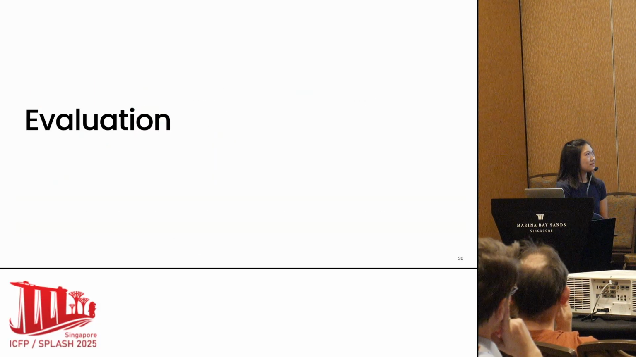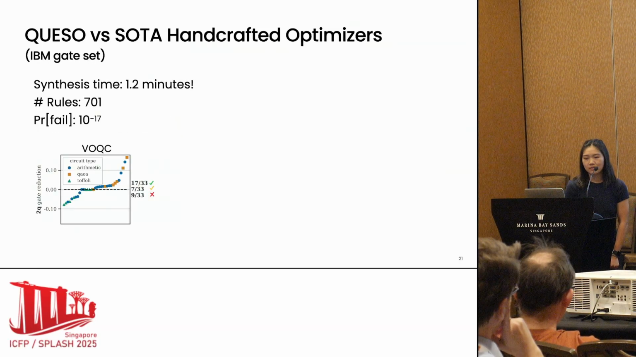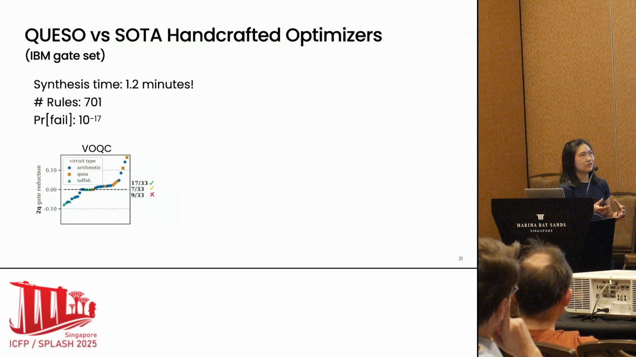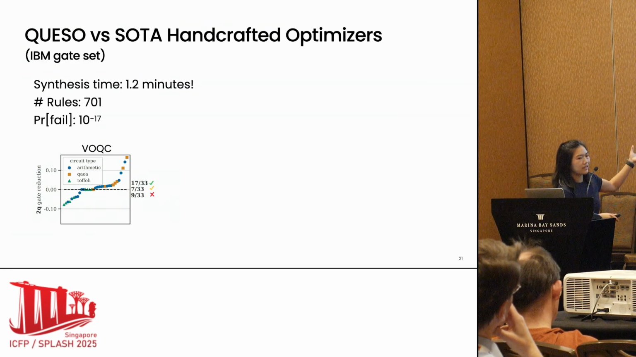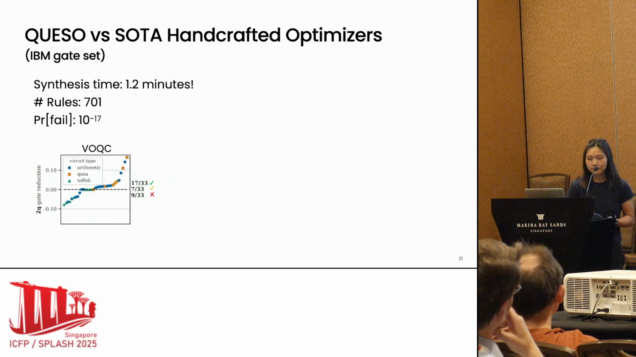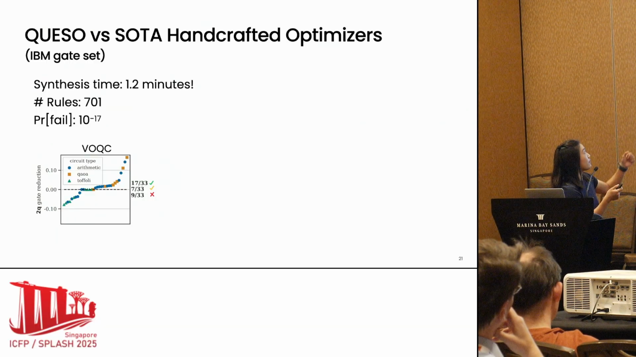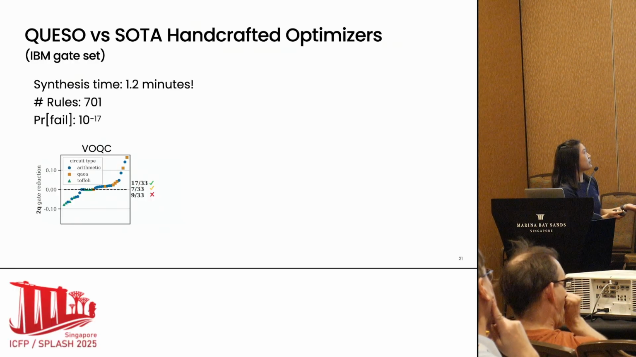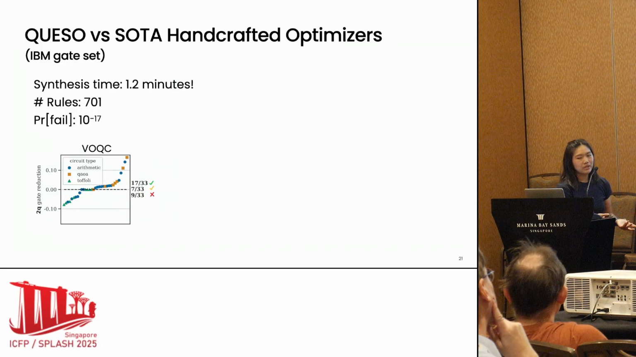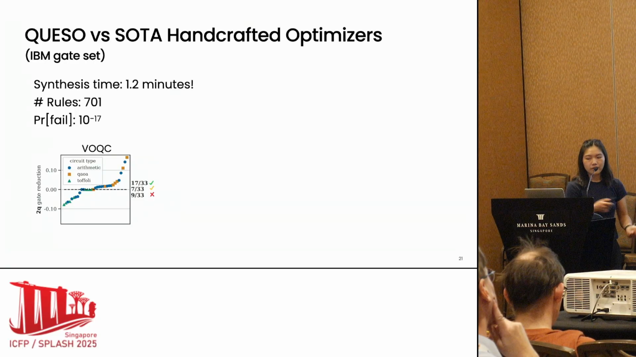And so how this work is normally evaluated is that we have a set of benchmark circuits, and we see how different tools do on reducing some metric. In this case, we're looking at 2-qubit gate reduction because remember that they had an order of magnitude higher failure rate. And so for this particular device, we can synthesize an optimizer in 1.2 minutes. There ends up being like 700 rules, and the probability of failure here is 10 to the minus 17.